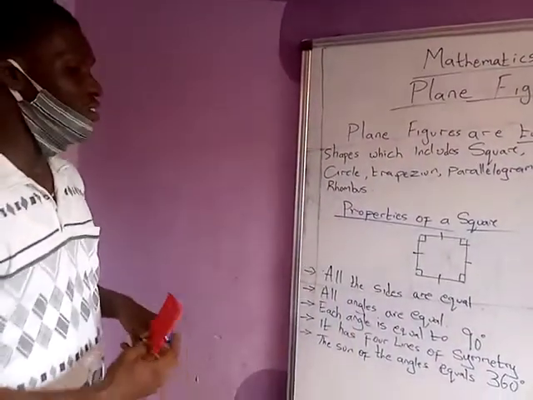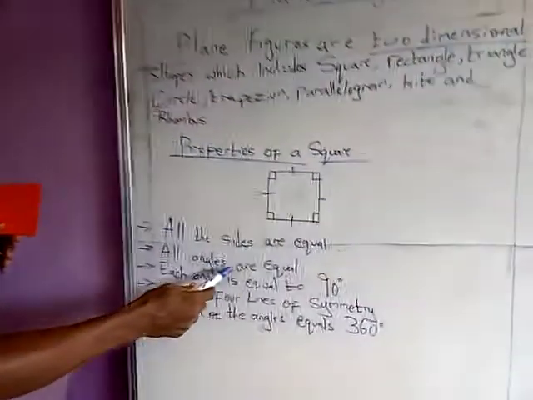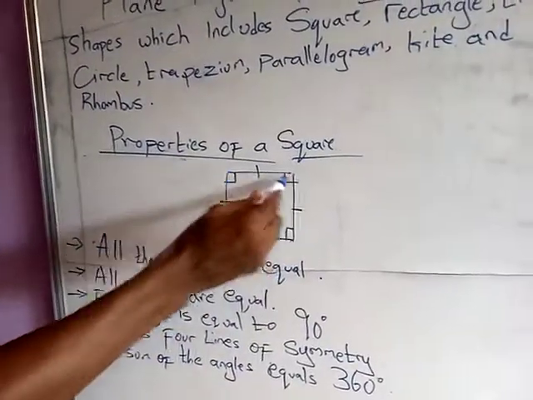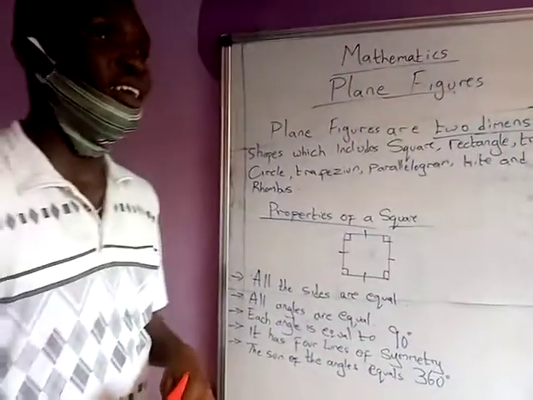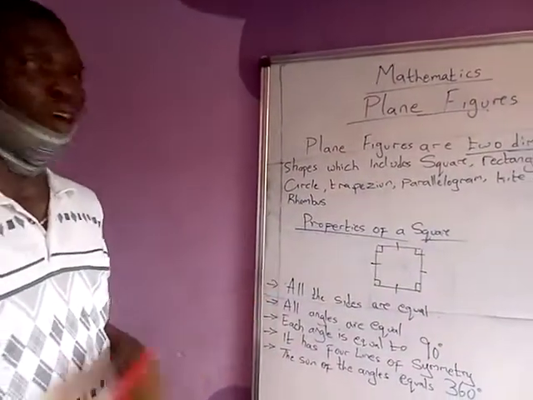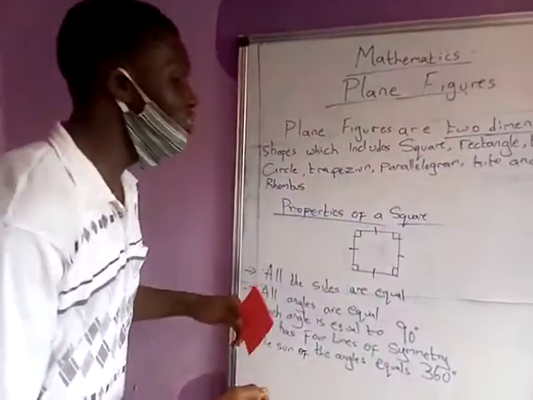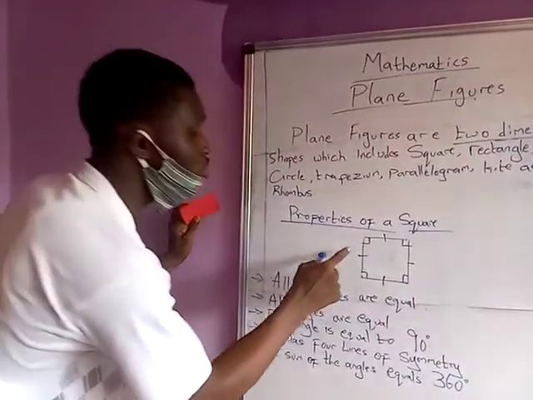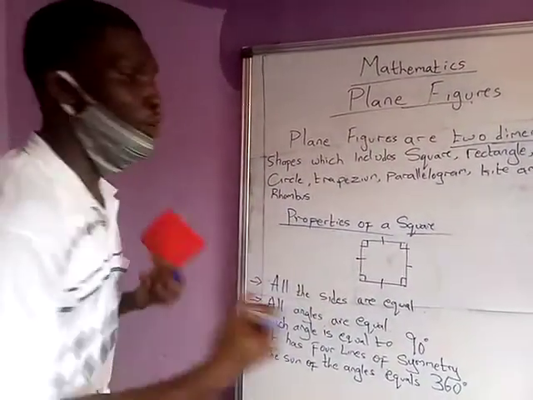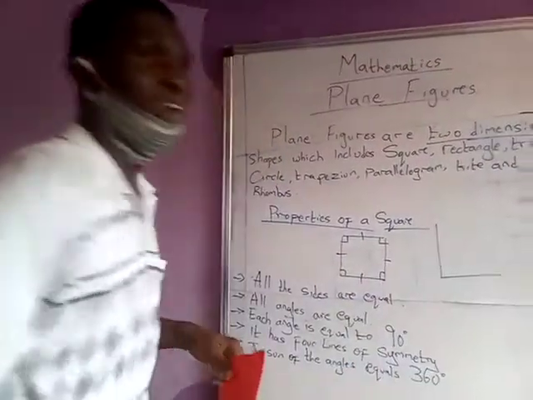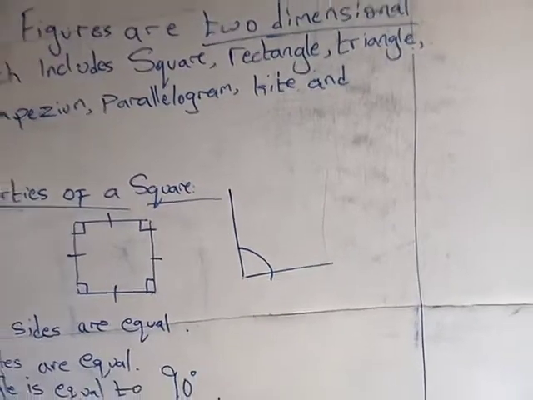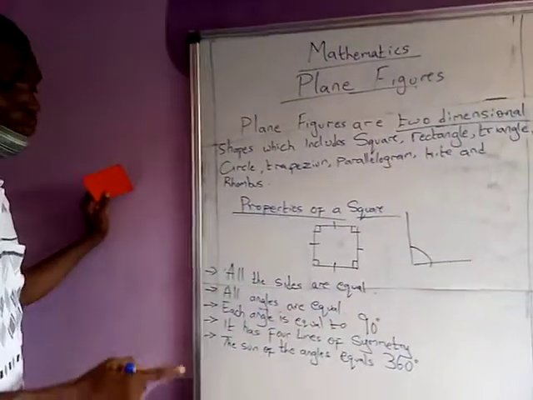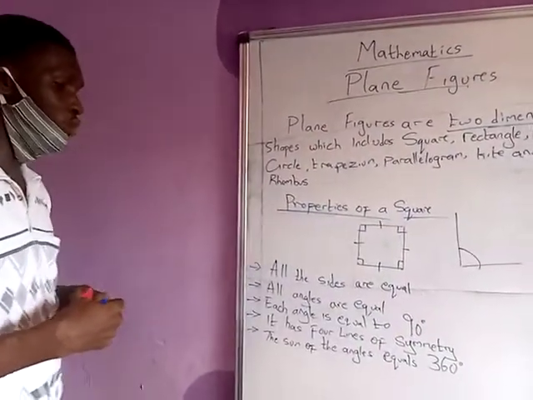Then next, under a square, we talk about the angles. Each angle is equal. And what is an angle? An angle is the distance between two straight lines. When I draw a straight line, then draw another straight line, the distance between the two straight lines is called an angle. So all the angles of a square are equal.